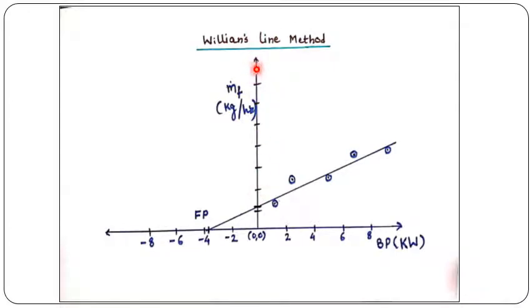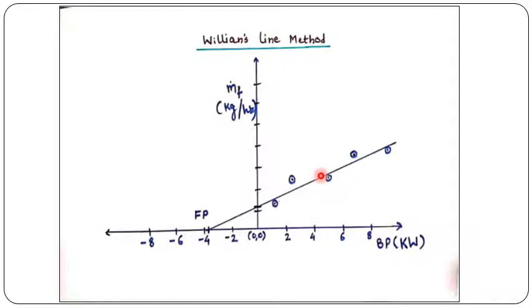Since we have calculated fuel consumption in kg per hour and brake power values at different loads, you can draw this graph of fuel consumption versus brake power. Suppose you have taken 5 or 6 observations, you can jot down these values on this graph and draw a line which passes through the average of these points. So you will get a straight line, and generally the Willans line method is used for engines where quality governing is used, where the fuel is properly regulated.